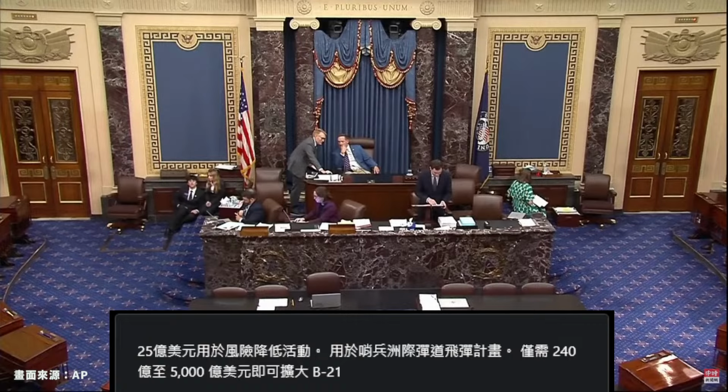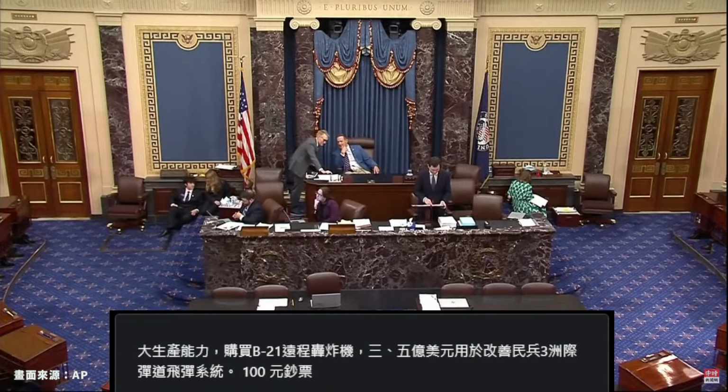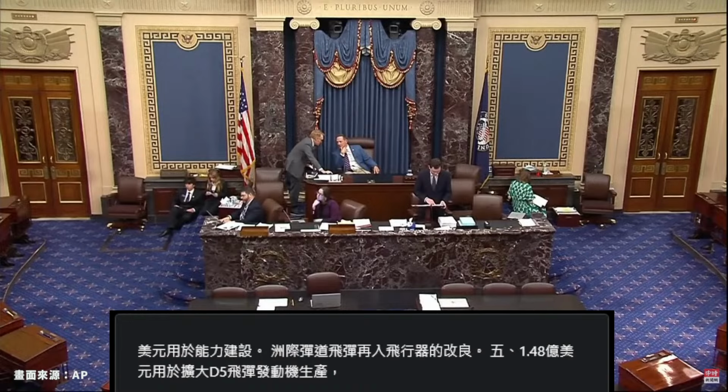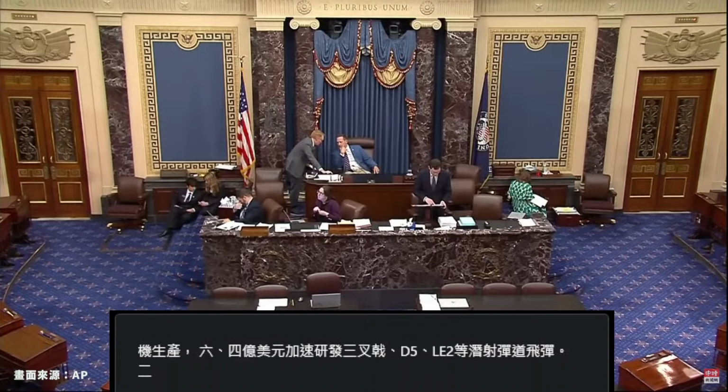3, $500 million for improvements to the Minuteman III Intercontinental Ballistic Missile System. 4, $100 million for capability enhancements to intercontinental ballistic missile reentry vehicles. 5, $148 million for the expansion of D-5 missile motor production. 6, $400 million to accelerate the development of Trident D5 LE-2 submarine-launched ballistic missiles. 7, $2 billion to accelerate the development, procurement, and integration of the nuclear-armed sea-launched cruise missile.